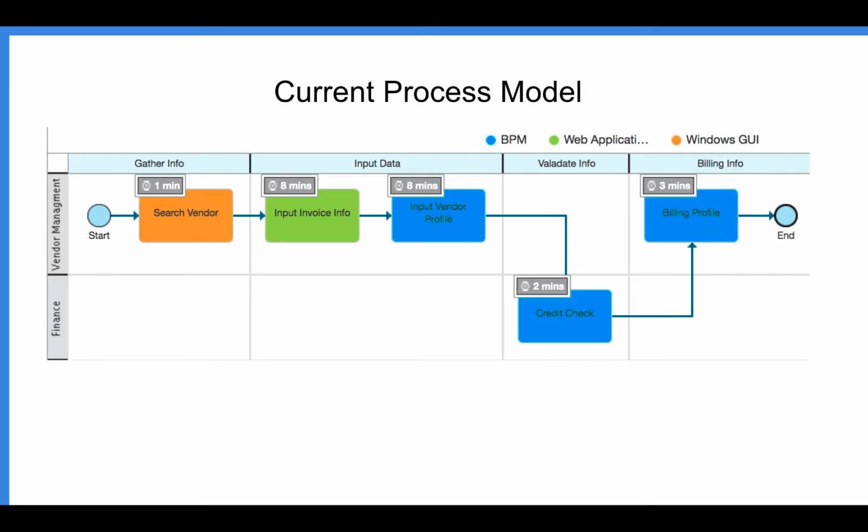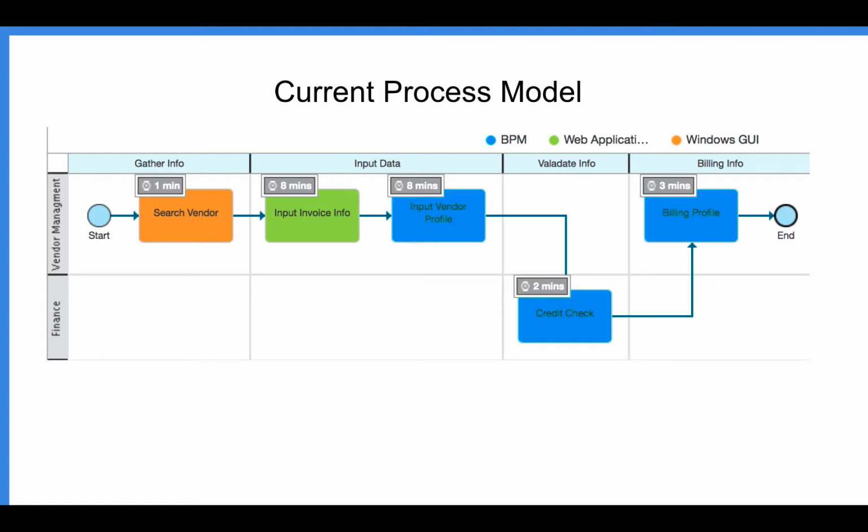Let's take a look at the current process. As you'll see, there are two swim lanes, the vendor management team and the finance team. You'll notice there are three different applications that the users will interact with: the BPM application, a web application, and a Windows GUI. You'll notice a lot of the work is going to be done by the vendor management team, and this is where we want to try to improve the process.